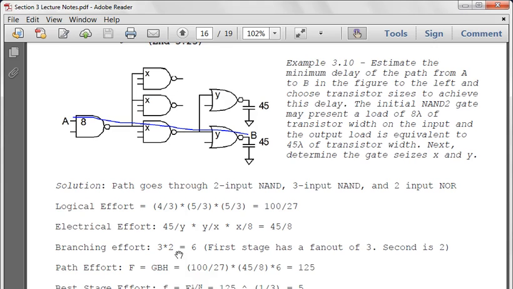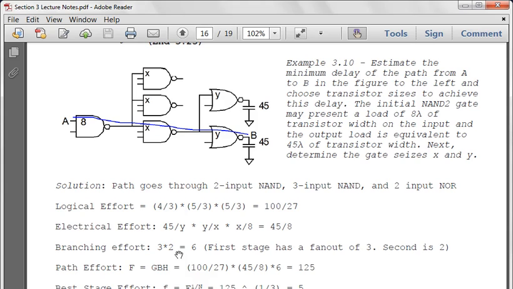That's the multiple. So we start here. This is driving 1, 2, 3, right? Then on this path, it's driving 1, 2. So now it's 3 times 2. So by doing this branching effort, we are now accounting for the branching for the path effort. So the path effort becomes the logical effort times the electrical effort times the branching effort.